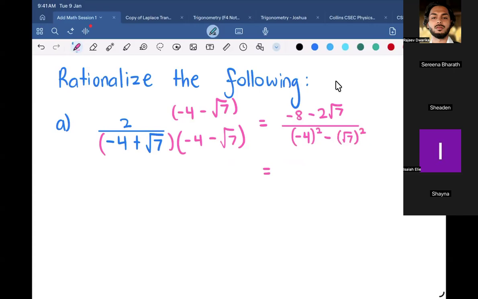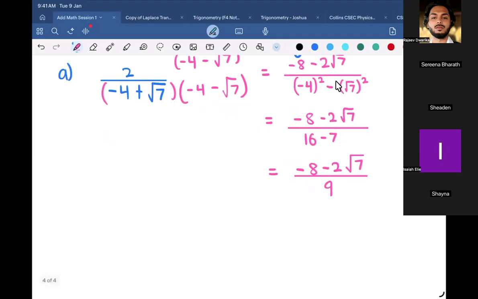Okay, cool. Let's continue. So on top, that's just going to be minus 8 minus 2 root 7. In the bottom, minus 4 squared is what? Positive 16. And root 7 squared is 7. So 16 minus 7. On top, we leave that the same: minus 8 minus 2 root 7. And what is 16 minus 7? 9. Can we simplify that or are we going to leave it like that? Leave it like that.